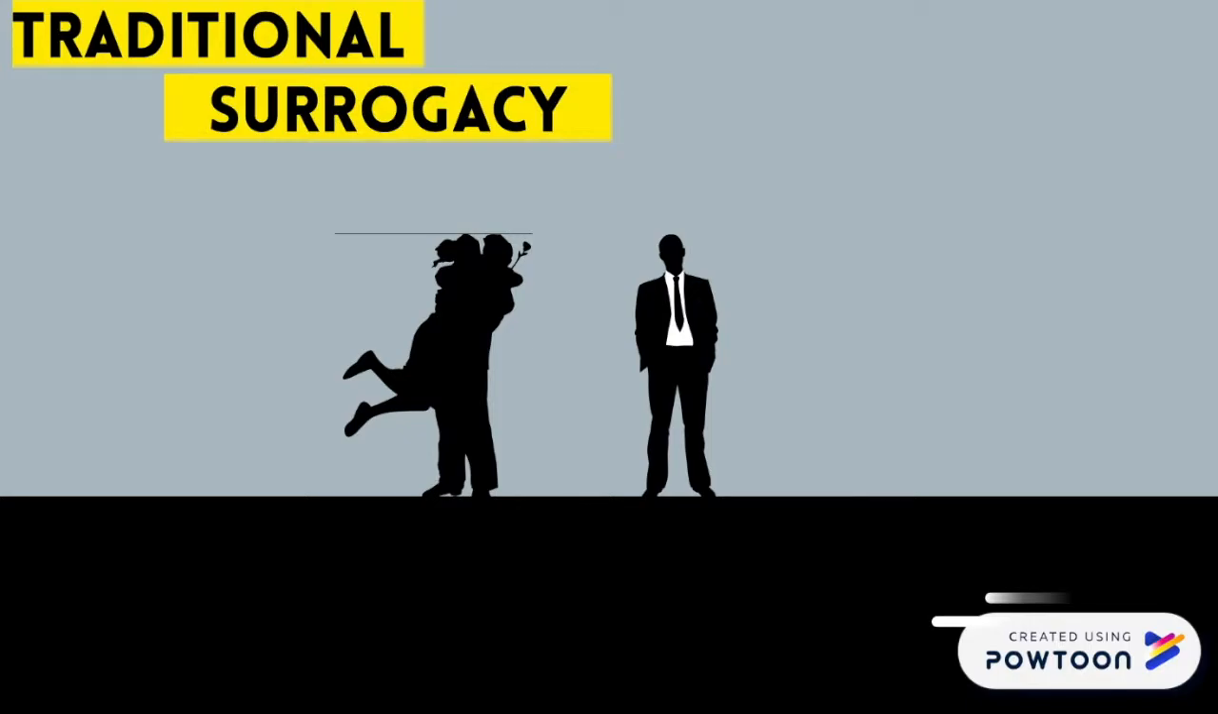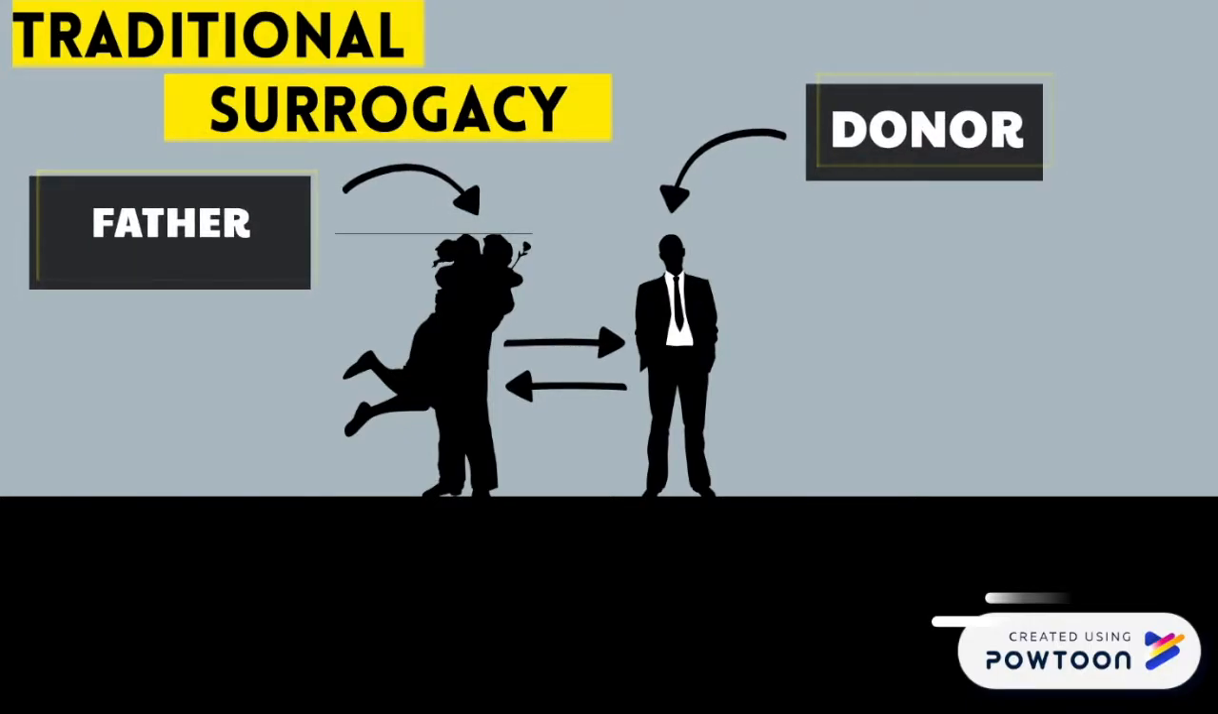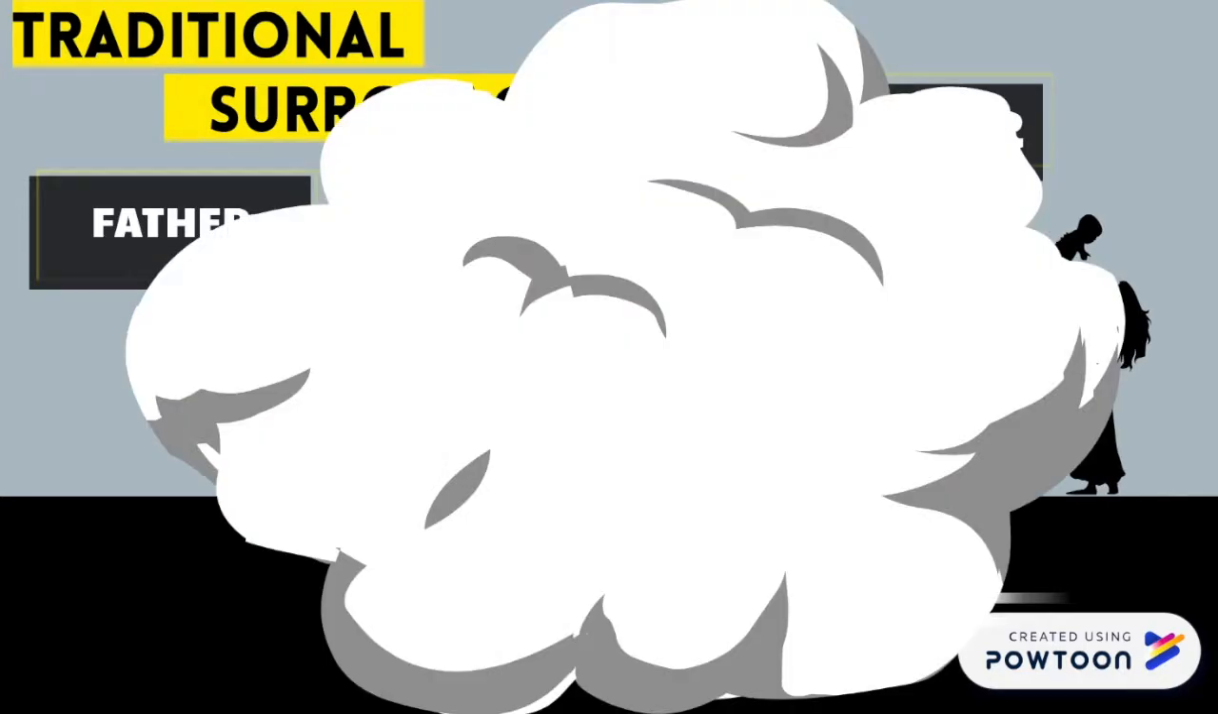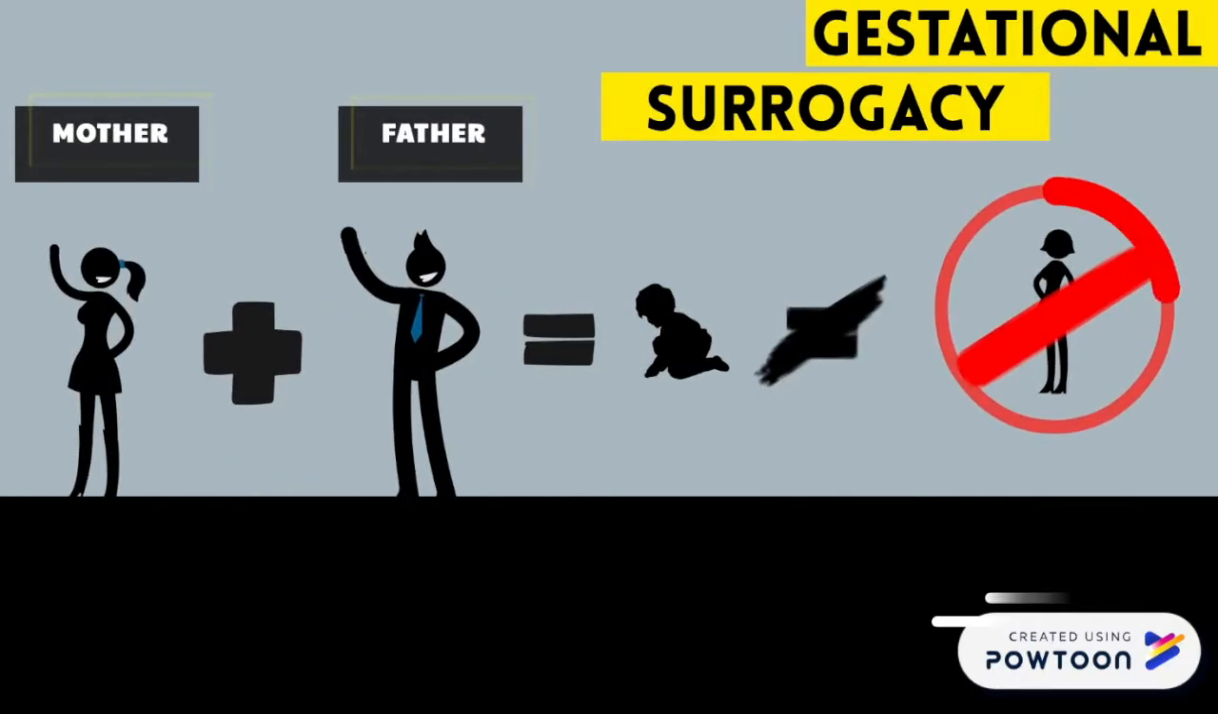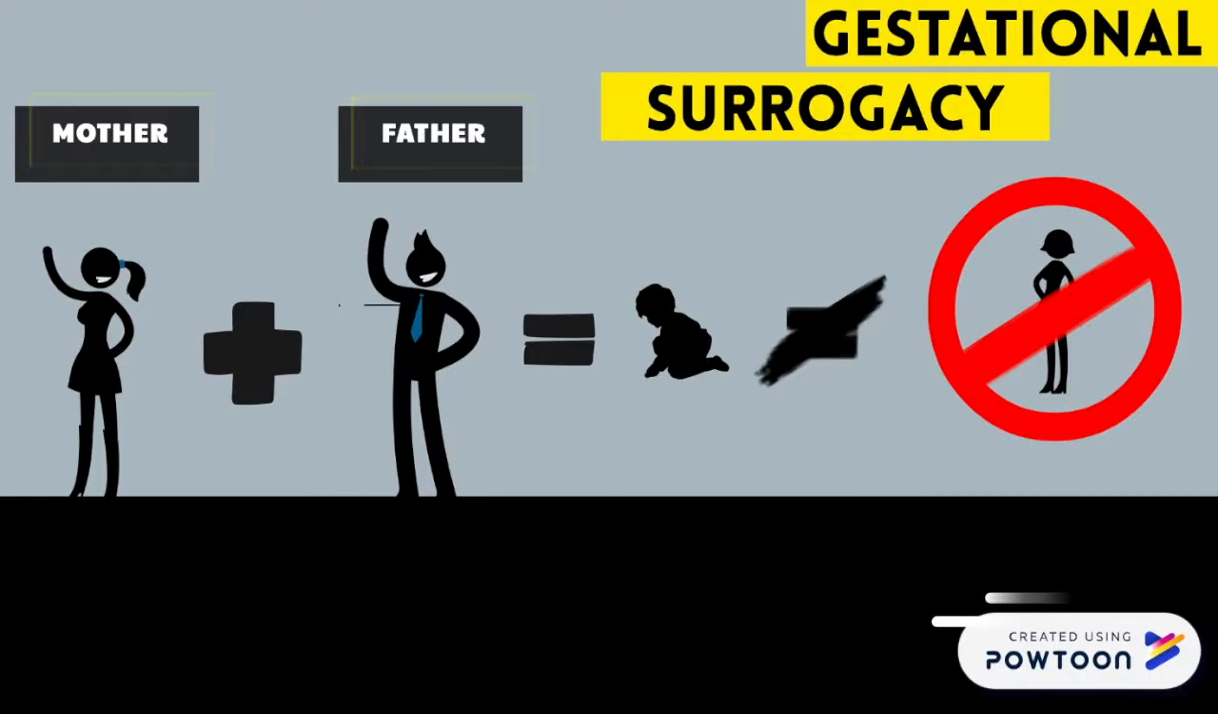Traditional surrogacy relates to a surrogate who is artificially inseminated with the intended father's or donor's sperm, thus making the surrogate mother genetically related to the offspring. Gestational surrogacy, however, is when the embryo results from the IVF of gametes from the donors or the intended parents. Therefore, there is no genetic connection between the surrogate and the surrogacy child.